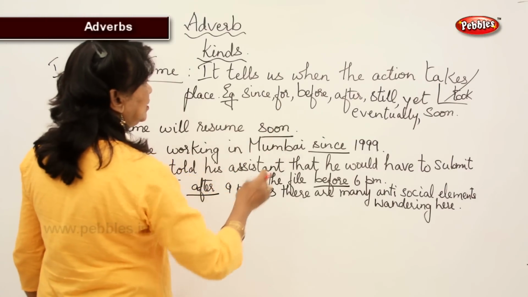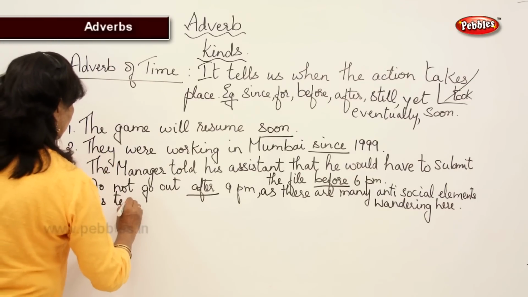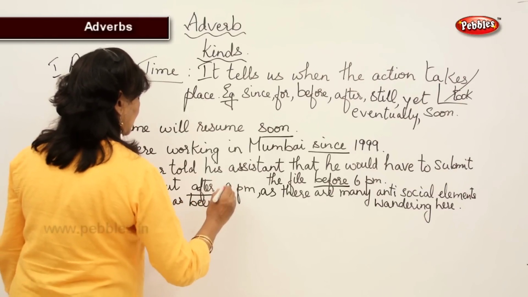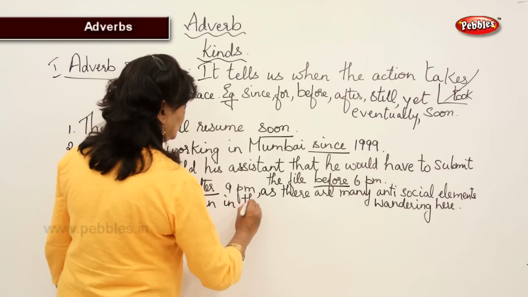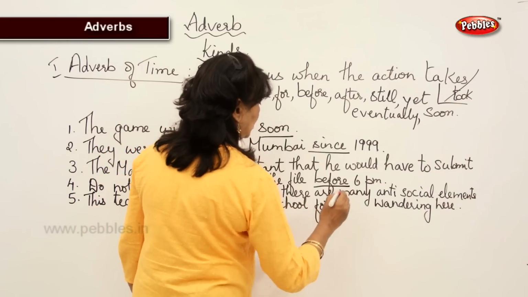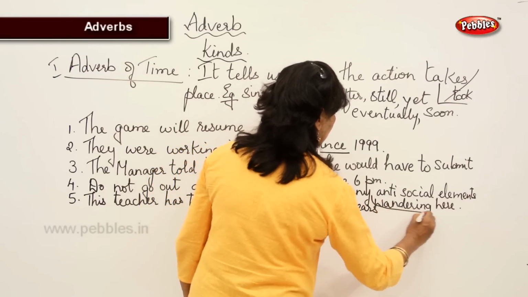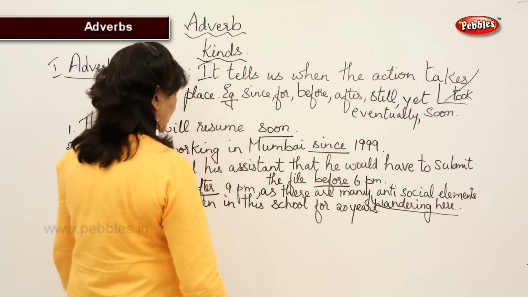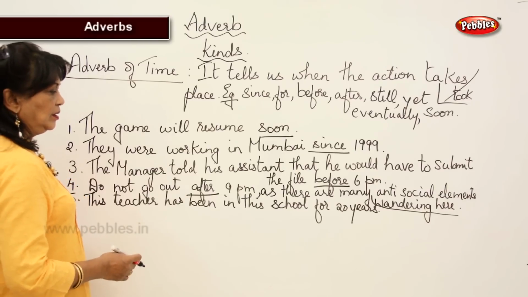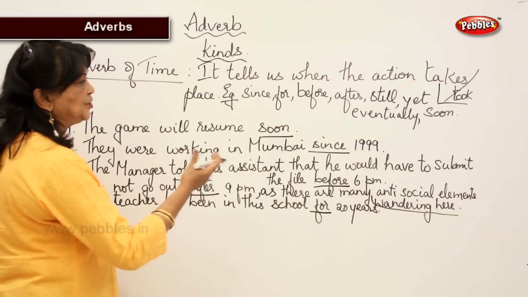Next, what is the word? This teacher has been in this school for 20 years. Okay. Now, has been is the verb. Now, which is the adverb here? For. It denotes how many years she has been there. So, for.